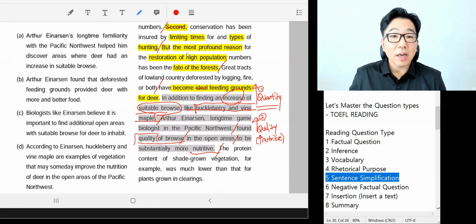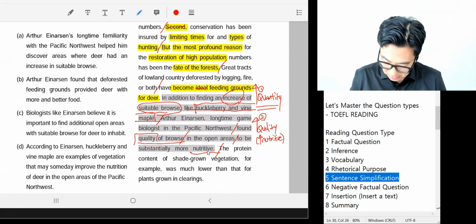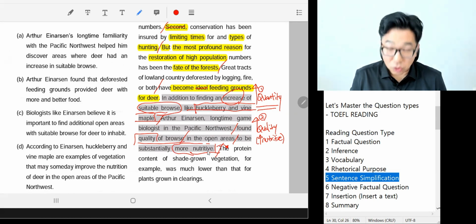So the most important reason for the black-tailed deer's population going up is that after humans cleared the forest, destroying the forest, it had a new fate, okay? And the fate made this open area more ideal feeding grounds for the black-tailed deer because they had an increased number of food sources in quantity, and also their food source became more nutritive, meaning better quality. Okay, in detail, to explain how it became more nutritious.